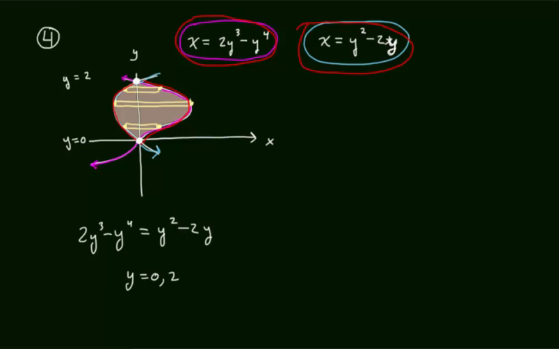I'm ready to set up to find the area. So now, the rectangles start at the bottom. The rectangles start at y equals 0. And they finish at y equals 2.